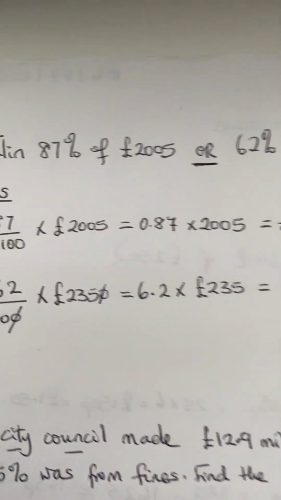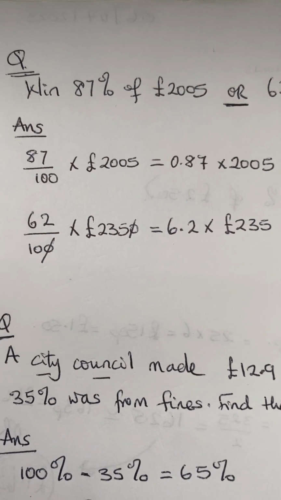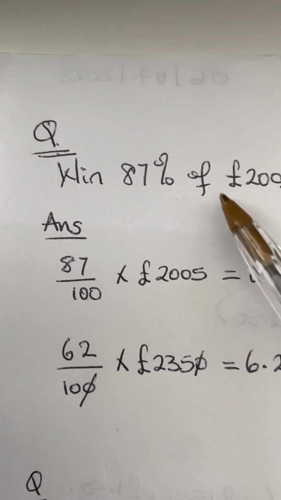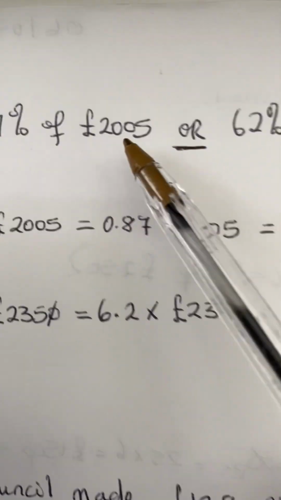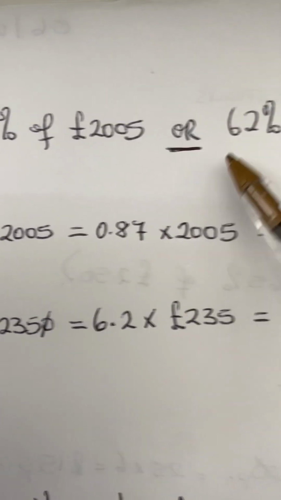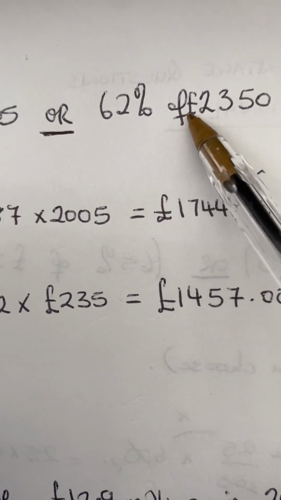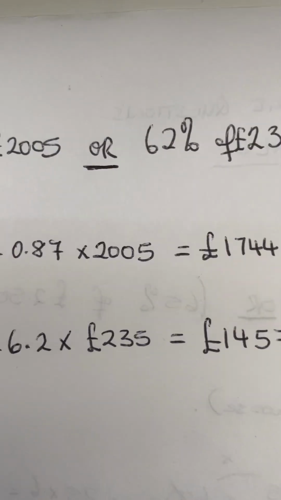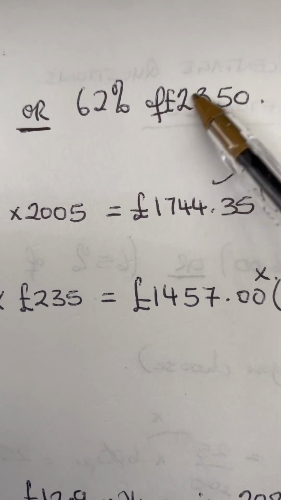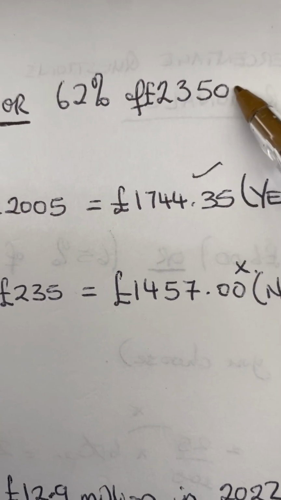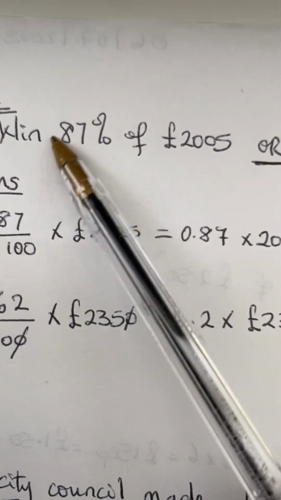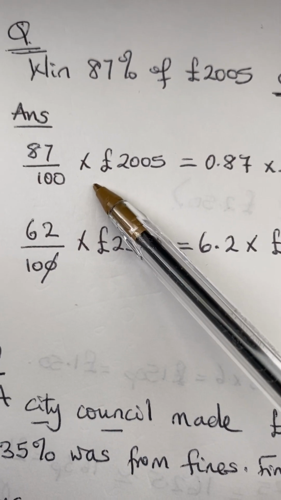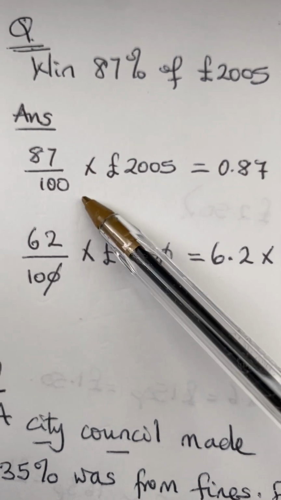Okay, let's quickly look at, sorry about that, let's look at the third question we have here. So which is better: 87% of 2005 or 62% of 2350? Straight away you'll be tempted to go for this one, but you don't know the 62% value here, and you haven't calculated the 87% of that. So you want to do the calculation first. Okay, so it's like the first question we did.